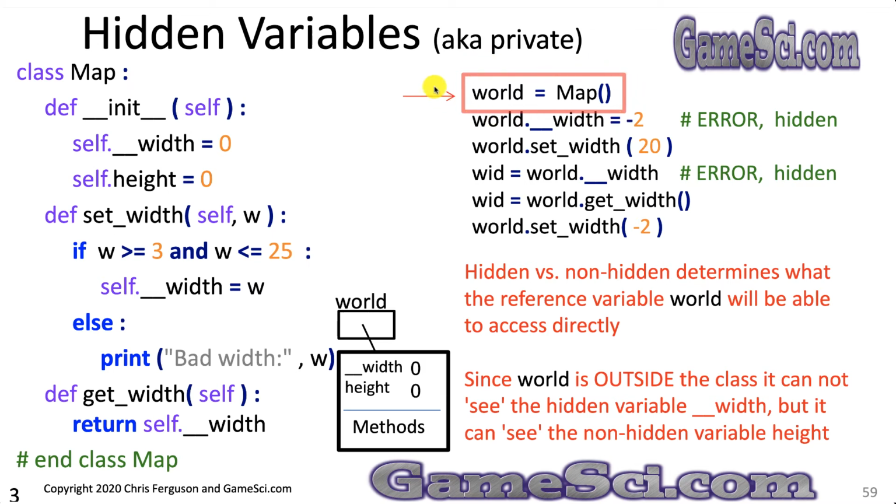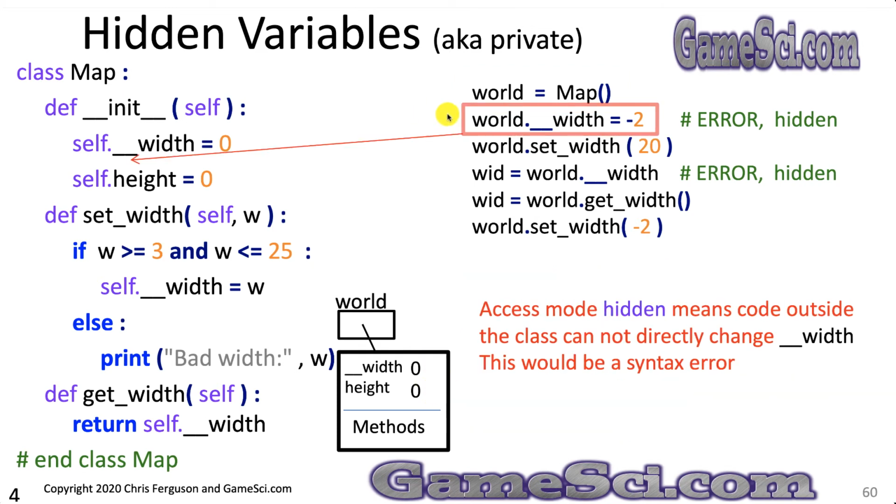This line of code creates our map object. In our map object world, you can see we have the __width. It's set to 0. We have the height variable. It's set to 0. What's the big difference between these two variables? Insiders only have access to width. Insiders and outsiders have access to height.